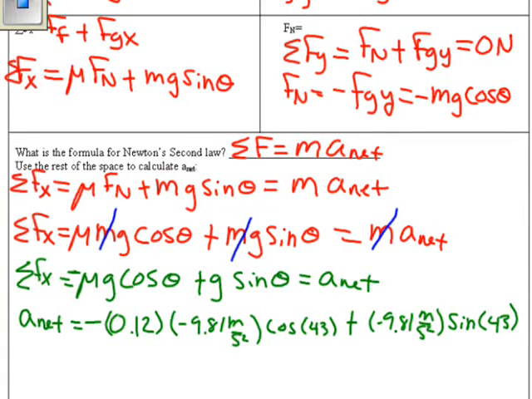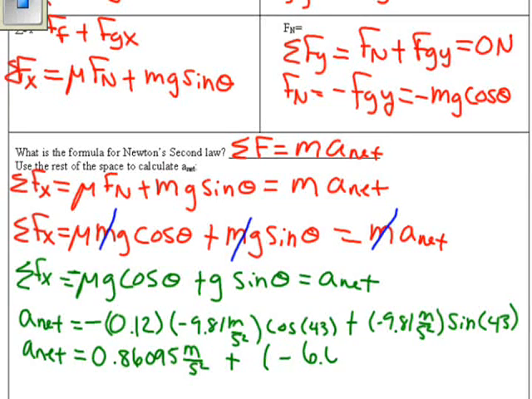Plugging each part into a calculator, we get 0.86095 meters per second squared. Remember, two negatives make a positive. That's why this part is positive. This one ends up being a negative 6.6904 meters per second squared.